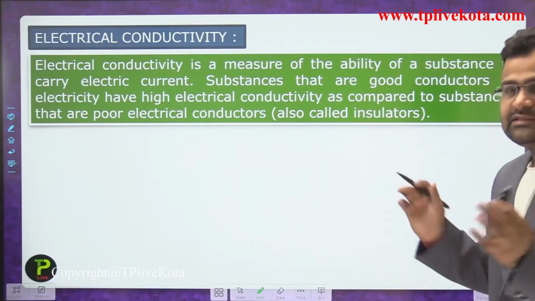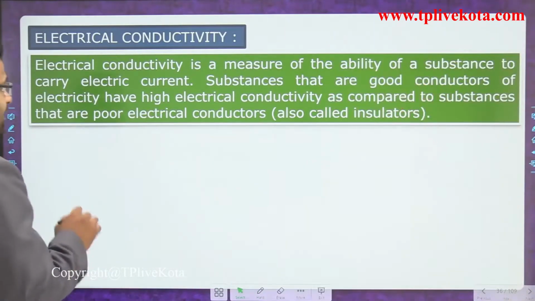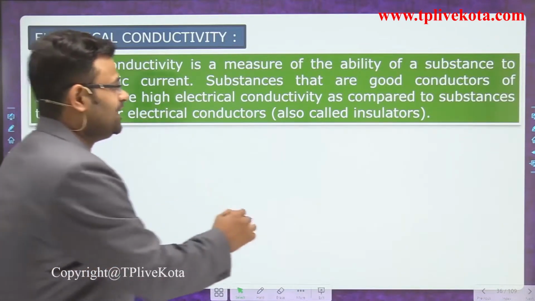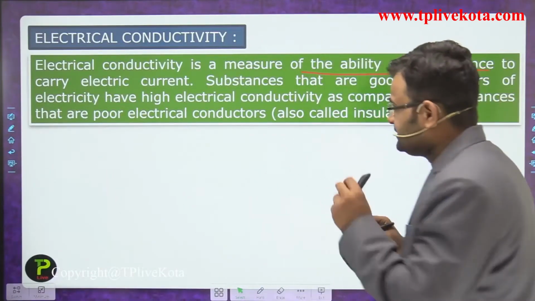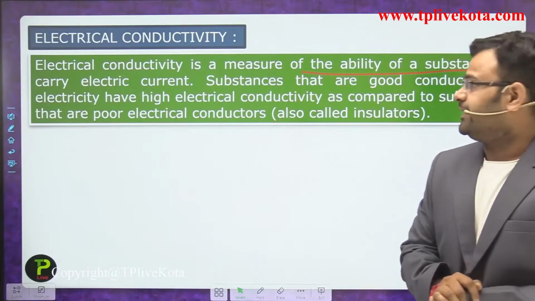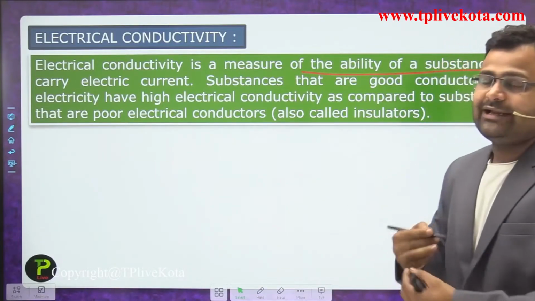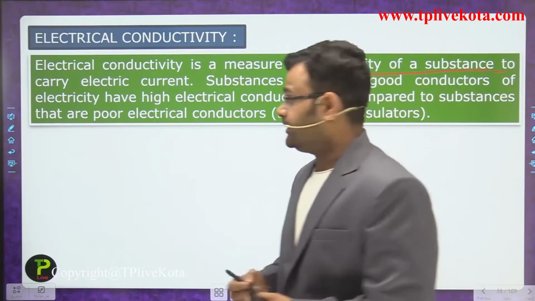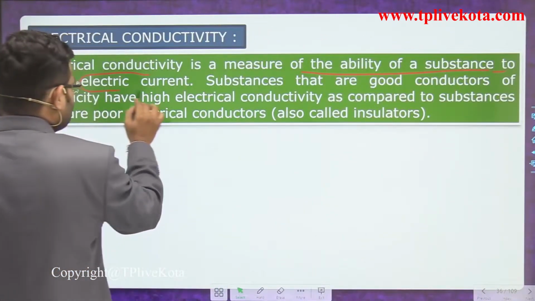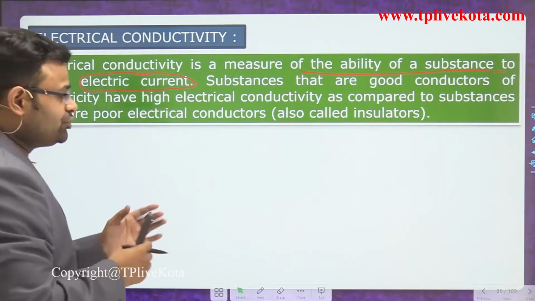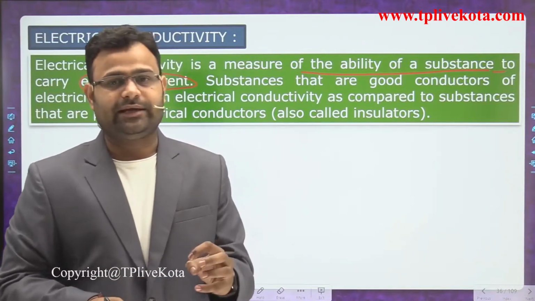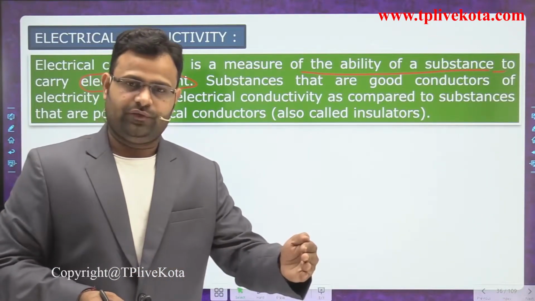Now we are discussing electrical conductivity. Electrical conductivity measures the ability of a substance to carry electrical current. To carry electrical current means that if you use that type of material, it is a good conductor or a bad conductor. It depends on the flow of electric current.